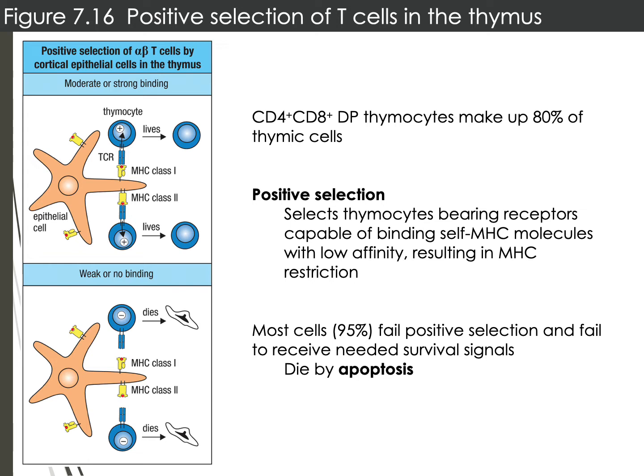Now, this is again where I disagree with the textbook. They have it that if there's moderate to strong binding, they both survive, and that's not correct. So I disagree with that. If there's strong binding to the point where MHC and TCR are almost locked together, that is not going to allow it to survive. So it's actually going to go into apoptosis. Okay.